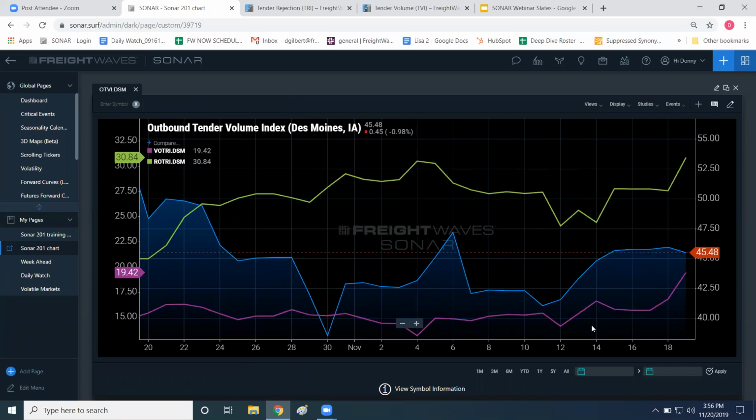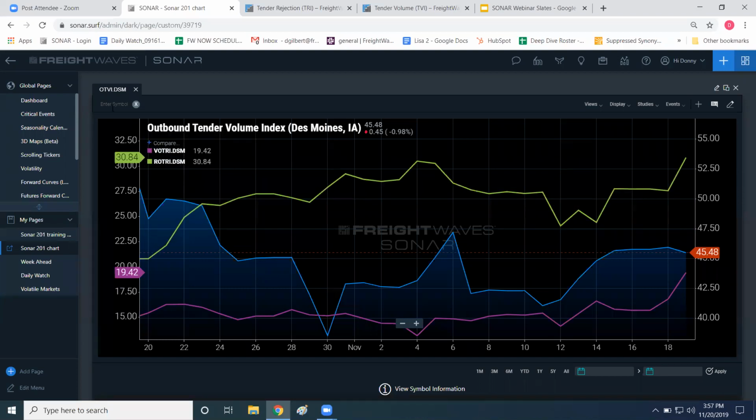This is what I wrote in our daily watch this morning, was the Des Moines market. So you can bring up one indices. So it's here on the right with our index, and here on the left are the percentage of our tender rejection rates. And that's one good plus for our SONAR charts, is being able to compare different data types within either a market or market to market or within a market.